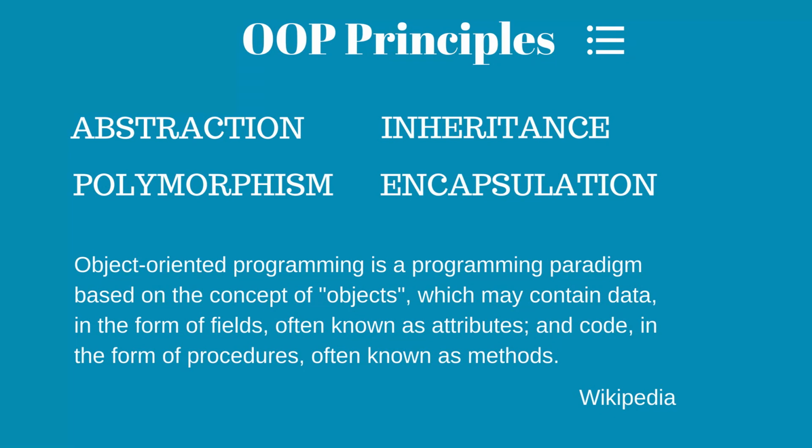We will go through the principles in the next order: abstraction, inheritance, polymorphism, encapsulation. Let's look at what Wikipedia says about its definition. Object-oriented programming is a programming paradigm based on the concept of objects, which may contain data in the form of fields, often known as attributes, and code in the form of procedures, often known as methods. The main thing for us here is the concept of objects. The second part just describes its properties.